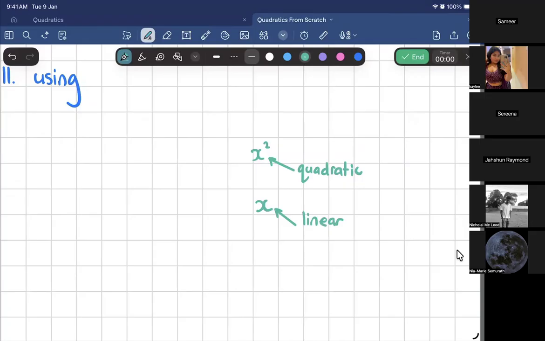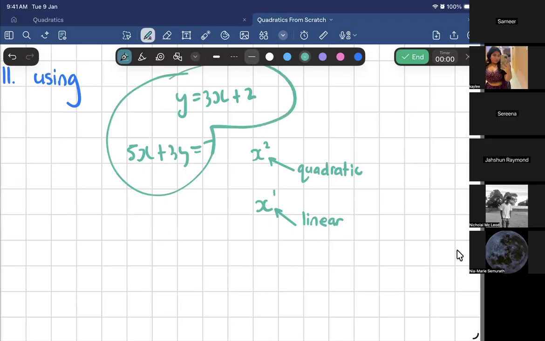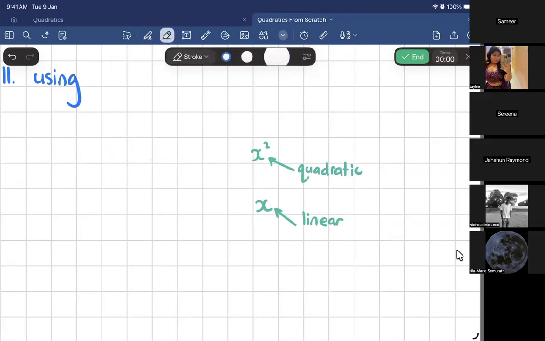Okay, if you're confused, just think back to the past sessions when we did linear programming. When we were doing linear programming, all the equations you were dealing with would look like y is equal to 3x plus 2, or 5x plus 3y is equal to 7. What was the highest power of x there, Serena? 1. Right. So all of these are linear because the highest power of x is 1. So I just want everybody to be aware of that, right? If you see x squared, you're dealing with a quadratic. If you just see x by itself, you're dealing with a linear expression. So when I'm talking about quadratic and linear, you wouldn't be lost.